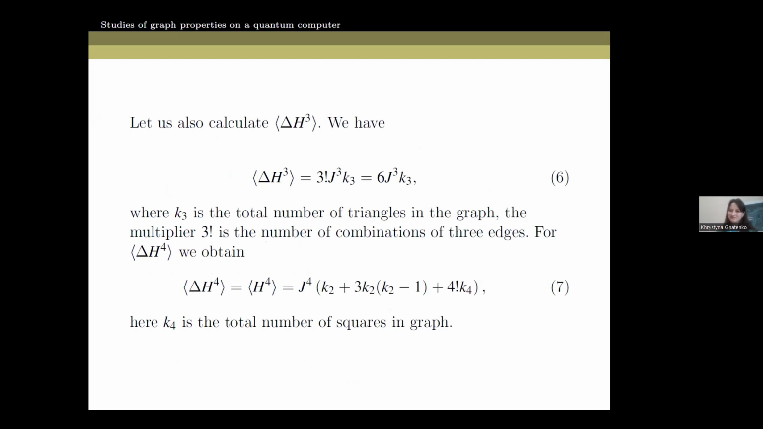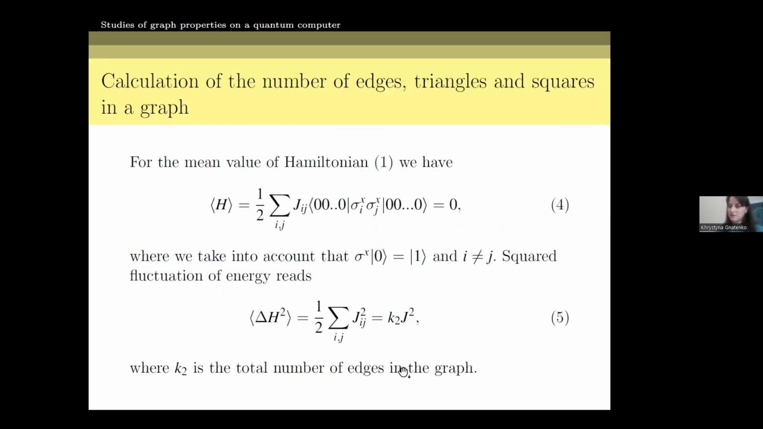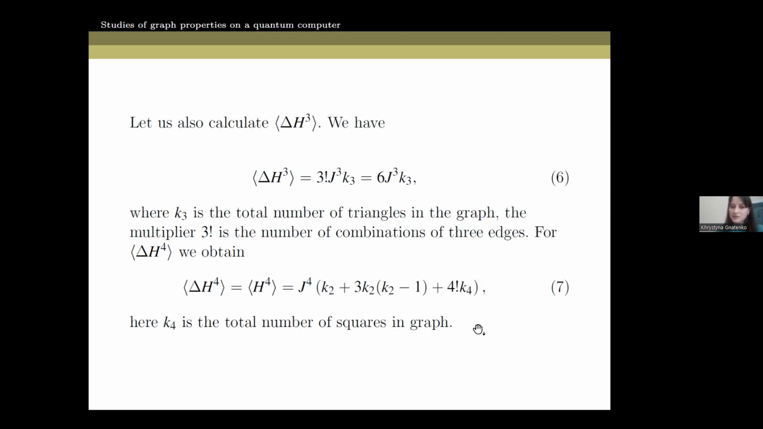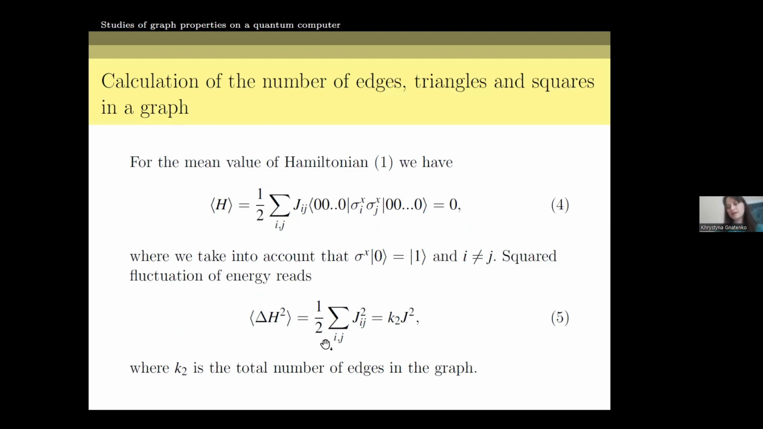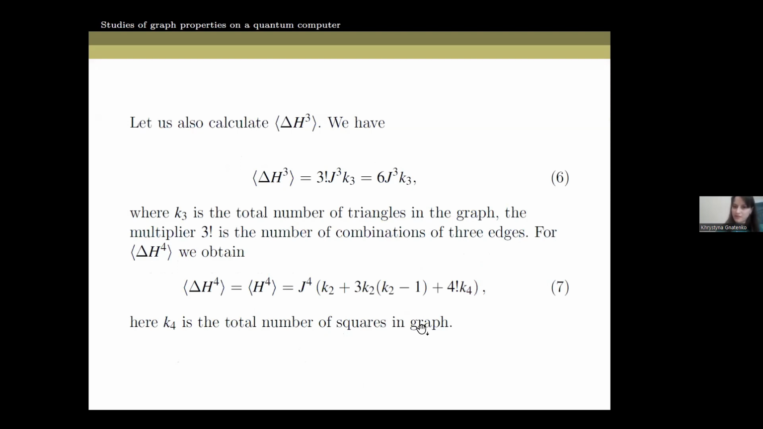On this slide, I would like to show that if we calculate the mean value of Hamiltonian to the third power, we obtain that this mean value is related with the total number of triangles in a graph. So we also have the relation of quantum value, value from quantum mechanics, with properties in a graph, because we have this mapping. And in this case, if we calculate this mean value, we obtain here the total number of edges, K2. We obtain here also the total number of squares in a graph. So if we can calculate these mean values on a quantum device, we can study these properties of graphs, namely the total number of edges, the squares in graph, and also triangles in graphs with the help of quantum calculations.